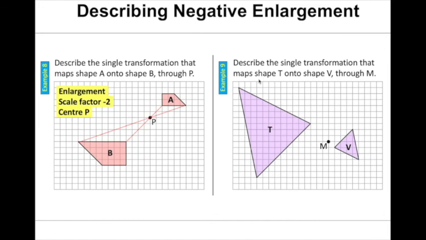The instruction says describe the single transformation that maps shape T onto shape V through center of enlargement M. First thing first, it is an enlargement, but we need to find the scale factor. How do we count? We can use this imaginary triangle here. I hope you can see it. Or you can use your ruler if you want. If you look at this imaginary triangle, let me repeat that triangle there.